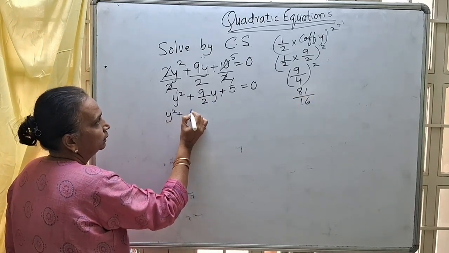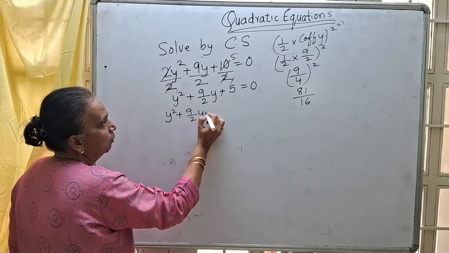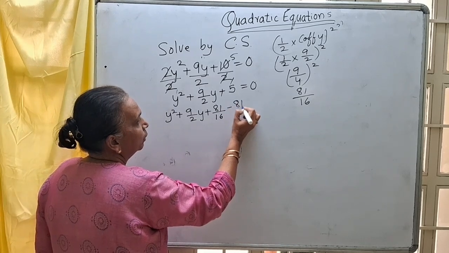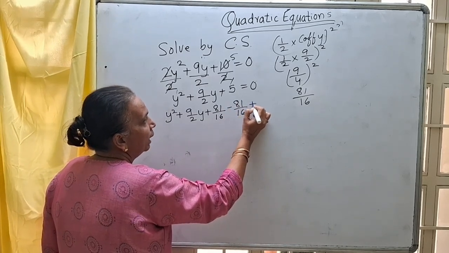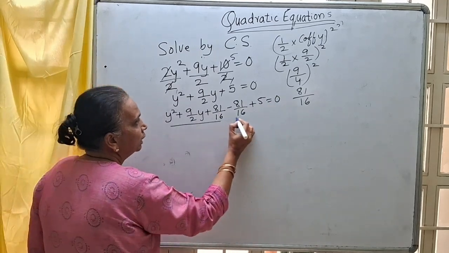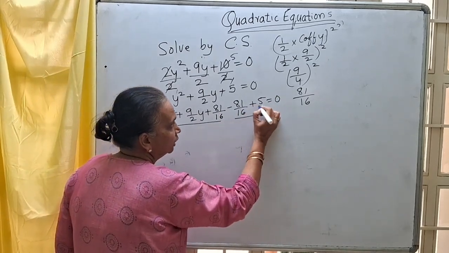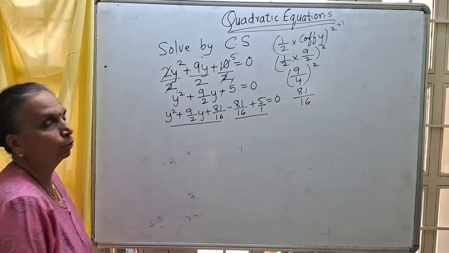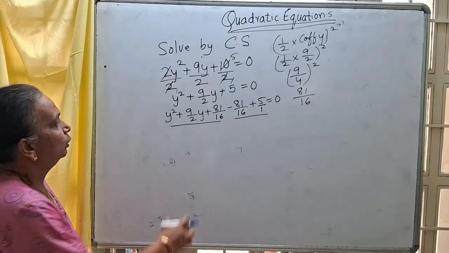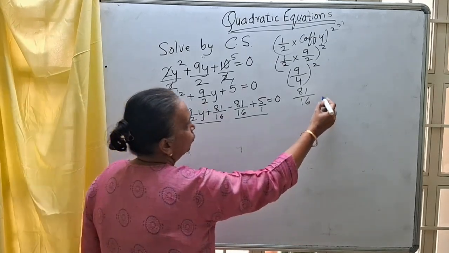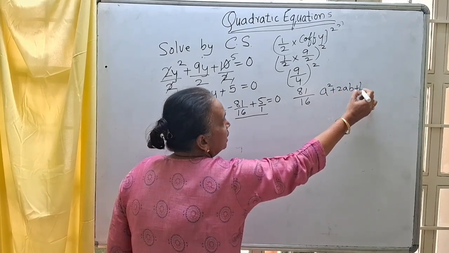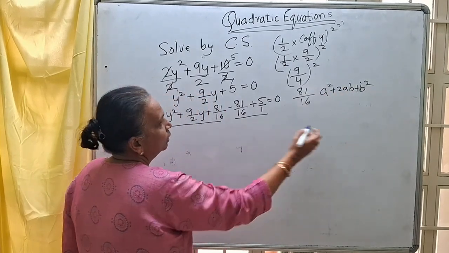So now what I am going to do, add and subtract this in this equation. Y square plus 9 upon 2y plus 81 upon 16 minus 81 upon 16 plus 5 is equal to 0. Grouping these three terms and grouping this, because this is a fraction, again I write it like this, 5 upon 1, for your better understanding and for solving purpose.